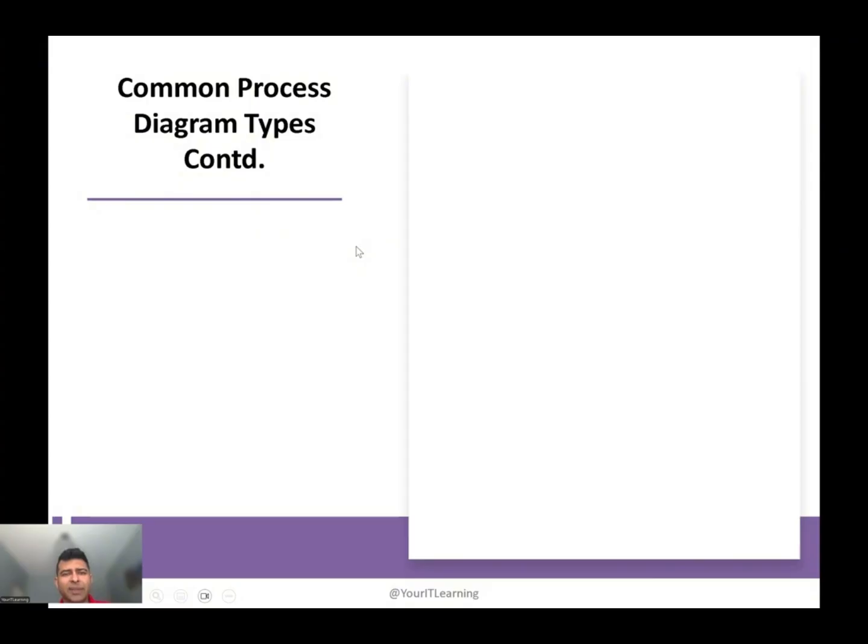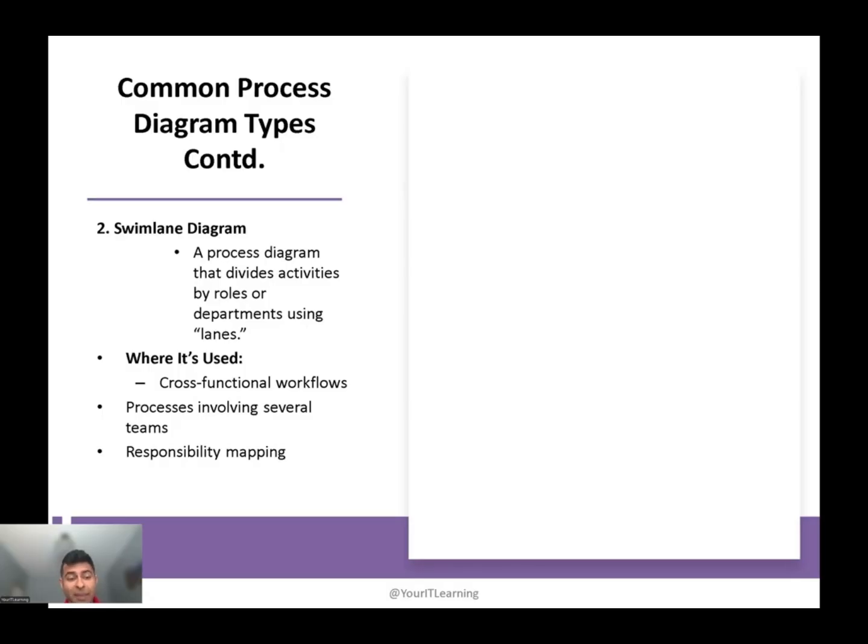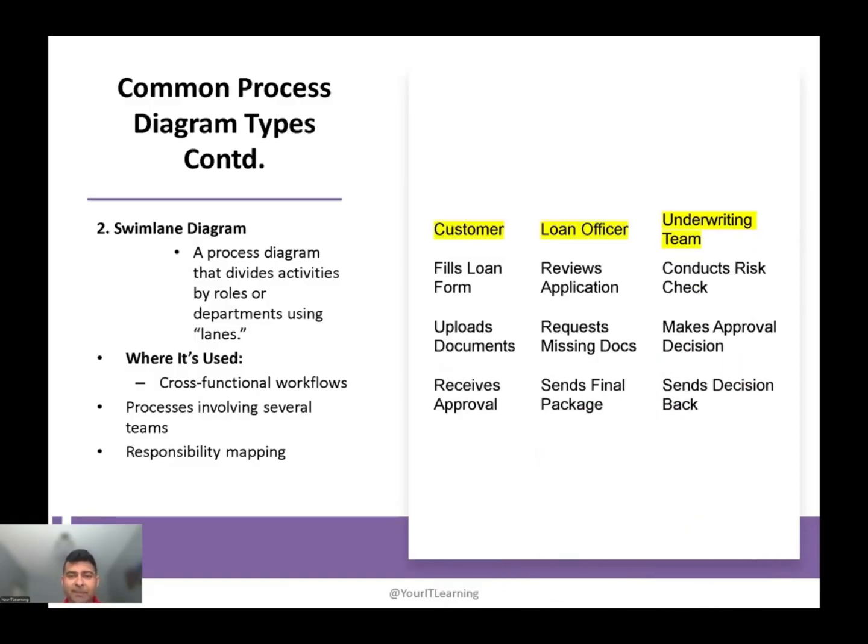Common process diagram types, continued. So what other diagrams do we have? Swimlane diagram, a process diagram that divides activity by roles or departments using lanes. Where it's used: cross-functional workflows, processes involving several teams, responsibility mapping. So we are working within multiple teams and we want to map the responsibilities. In the example on the right, customer, loan officer, underwriting, we have divided who is responsible for what. So we have the clear understanding.